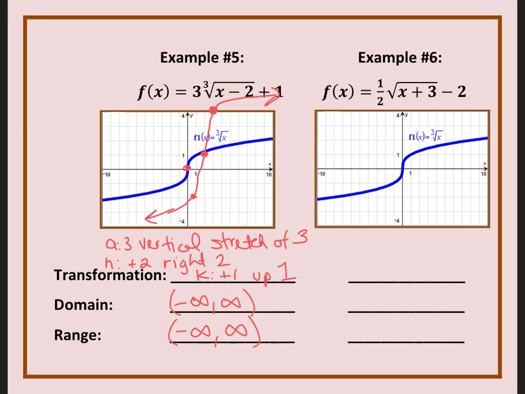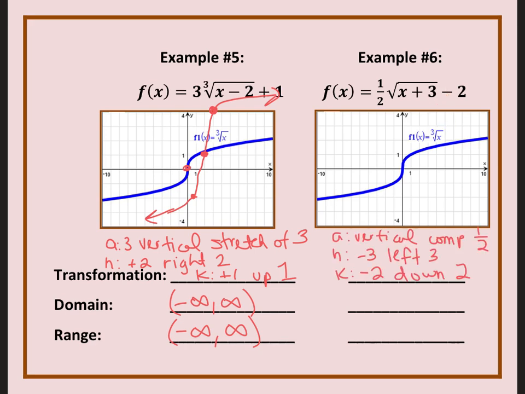Okay, so the next one, let's discuss that. The next one, I have an A value of 1/2, which means a vertical compression of 1/2. My H value will always change, so this graph is going to go left 3. This is my K value of -2, so the graph is going to go down 2.